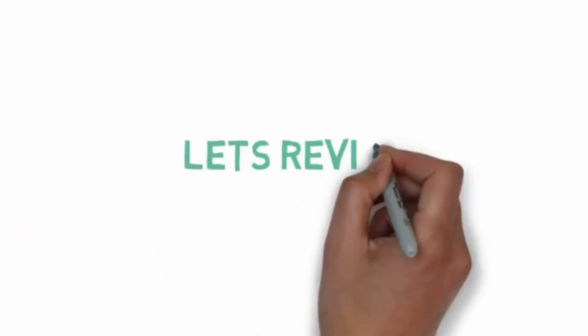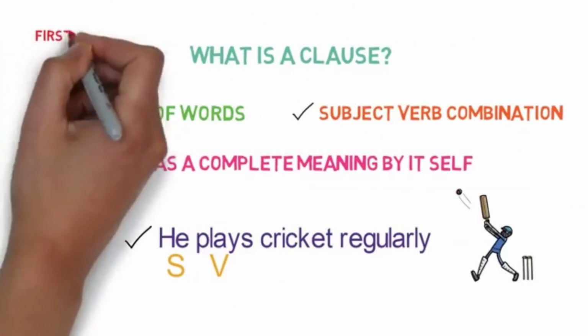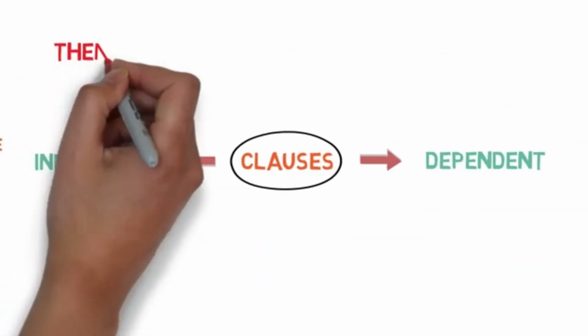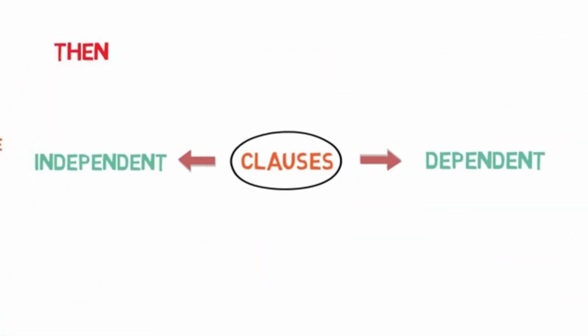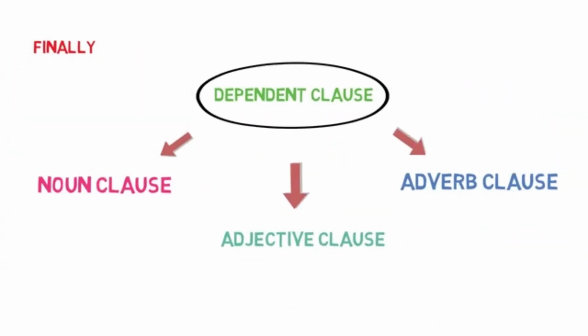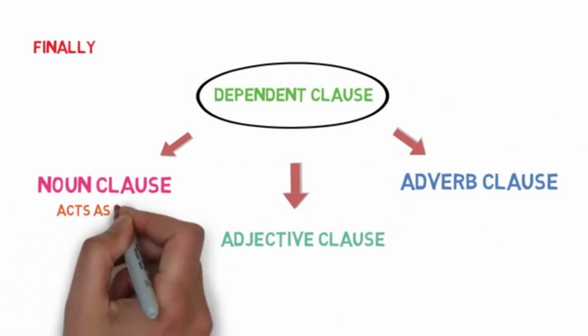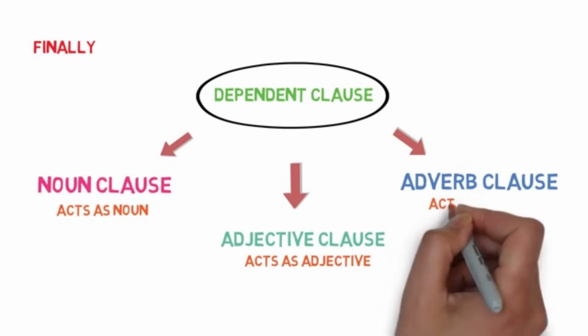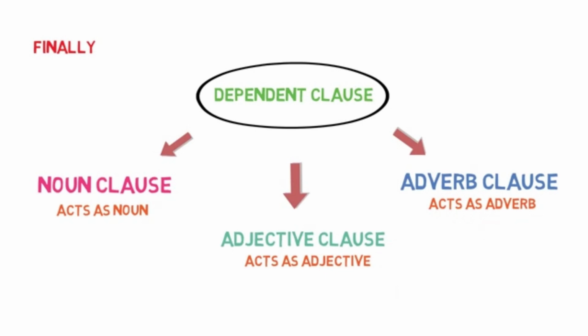Let's quickly revise what we have learnt in this video. Firstly, we learnt what is a clause. So a clause is a group of words with a subject and verb combination and has a meaning by itself. Then we discussed two types of clauses, independent clause and dependent clause. Finally, we discussed three types of dependent clauses, which are noun clause, which acts as a noun in the sentence, adjective clause, which acts as an adjective in the sentence, and adverb clause, which acts as an adverb in the sentence. That's all in this video.